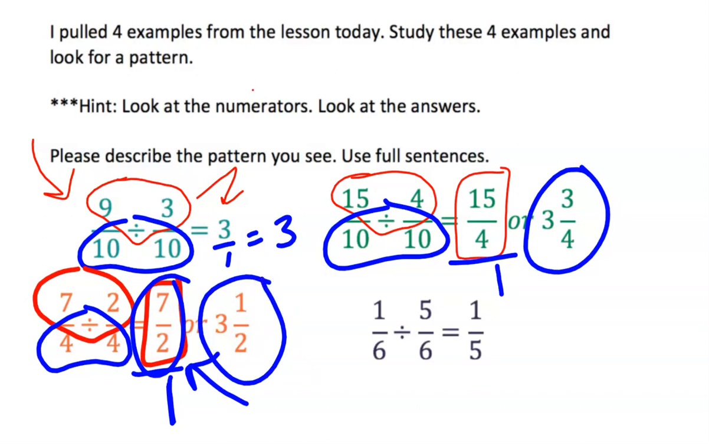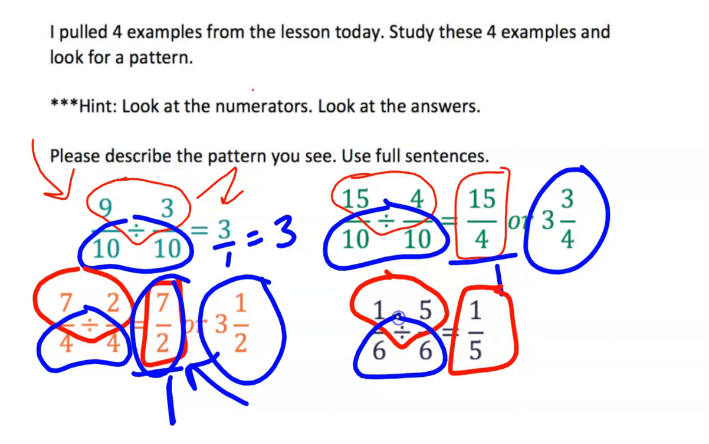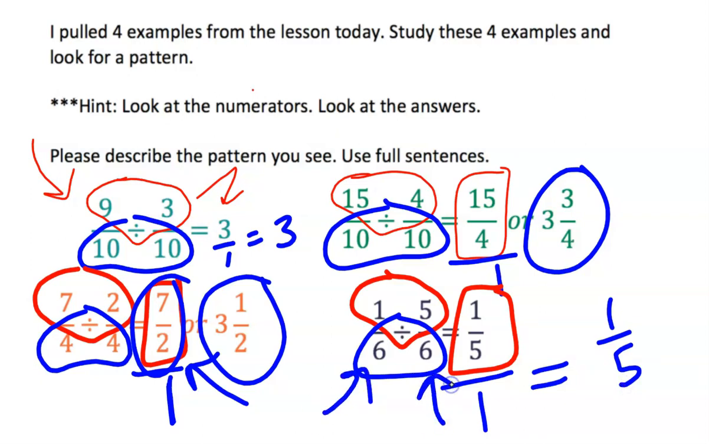And then finally, let's look at this last example. 1 divided by 5, we're just looking at the numerators. Look, that's our answer. And again, this denominator, 6 divided by 6, just comes out to be 1, which won't affect our answer. 1/5 divided by 1 is just 1/5. So I hope you're seeing that when you have common denominators, you can actually just divide the numerators, and that will give you your answer.